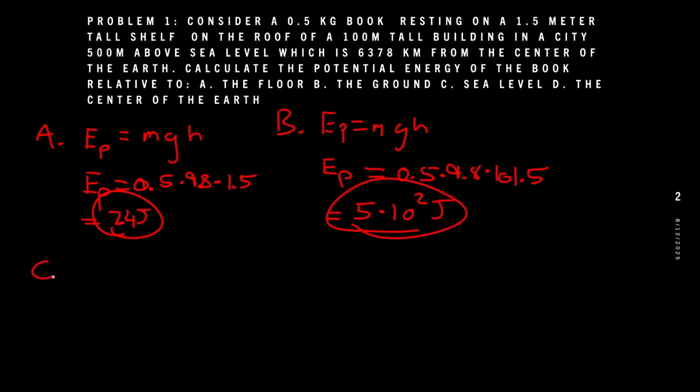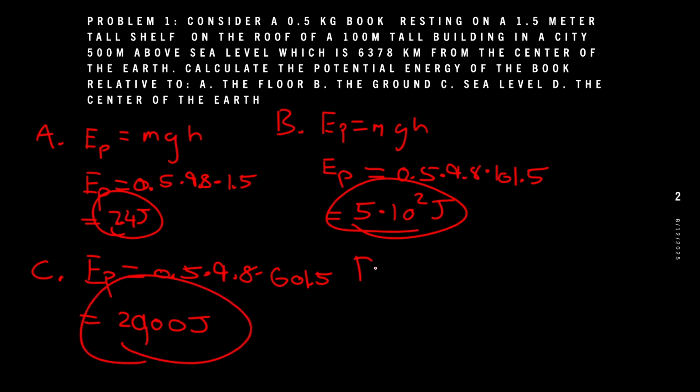Part C, we're finding the potential energy relative to the sea level, so the height would be 1.5 meters plus 100 meters plus 500 meters, which would be 601.5 meters. So we could again plug those in. 0.5 times 9.8 times 601.5, and we get 2900 joules approximately.